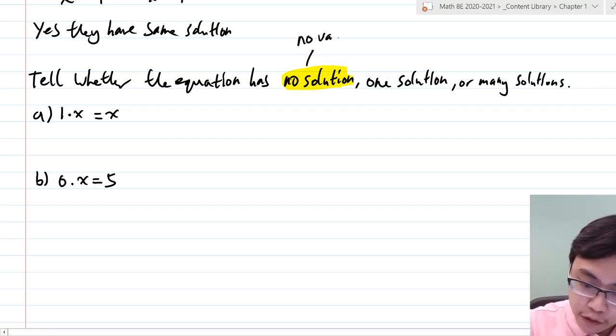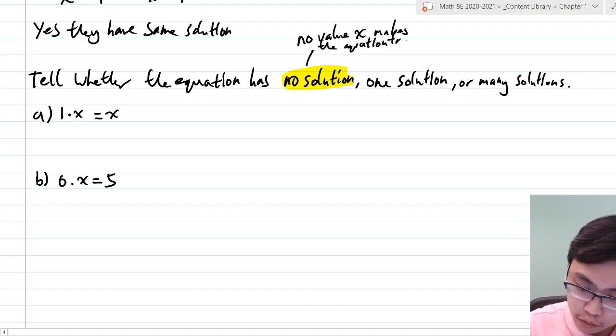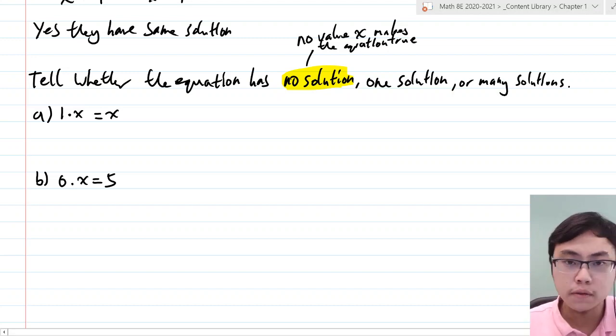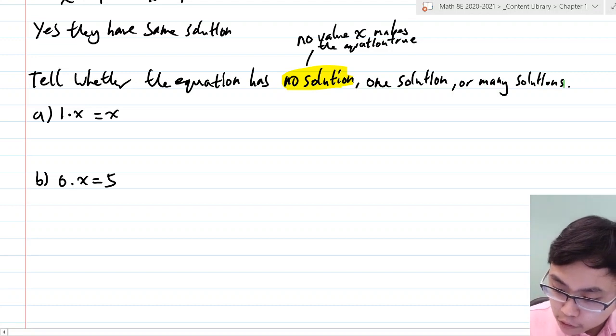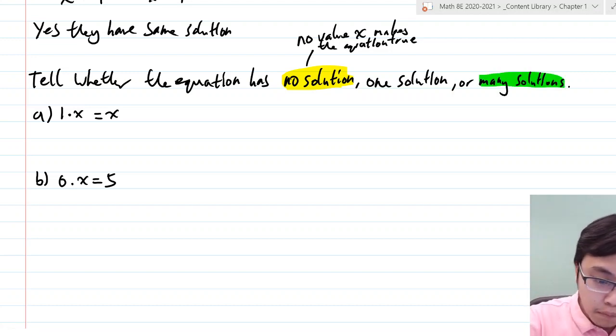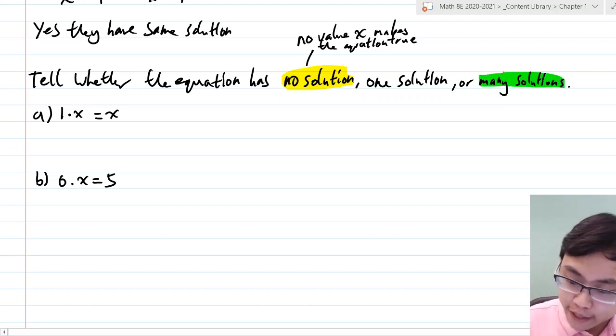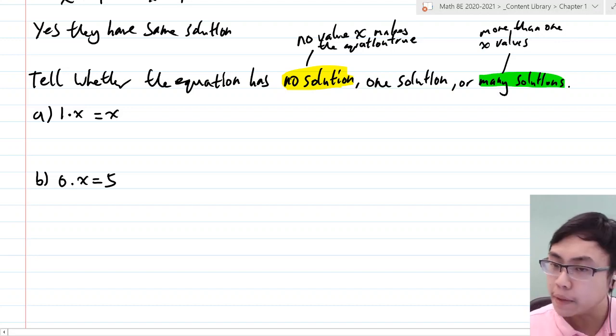No value x makes the equation true. So it just means there isn't one, it doesn't exist. On the other hand, many solutions means that there are more than one value of x. Okay, so there's more than one x value that makes the equation true.